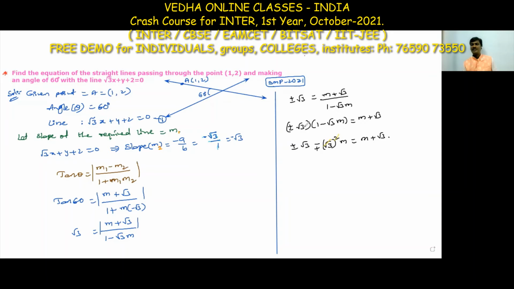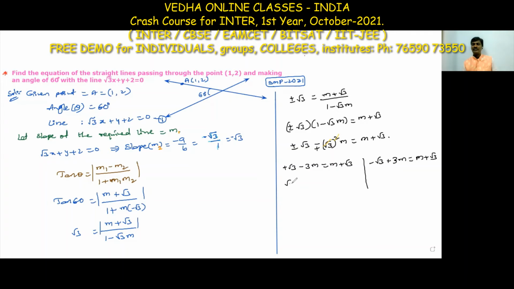Okay, this square and this root get cancelled, and now take them to one side, with plus and with minus. Here, plus root 3 minus 3m is equal to m plus root 3, and the other one is minus root 3 plus 3m is equal to m plus root 3. Okay, take them to one side.